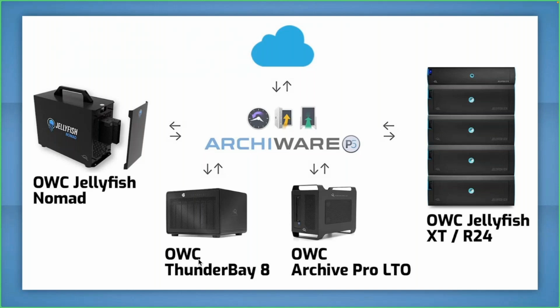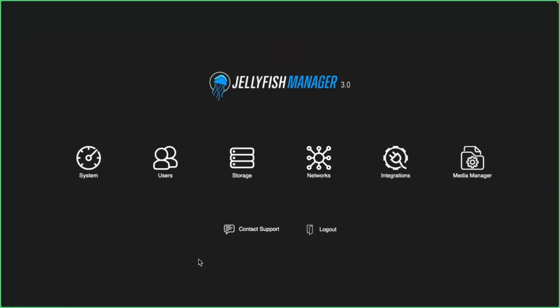And Archiware, of course, is the center of helping push those different workflows. So as David was talking about before, we can synchronize between the Nomad and the R24. We can install the desktop application and write that data to a ThunderBay, or even the OWC Archive Pro LTO. Got it. Okay.